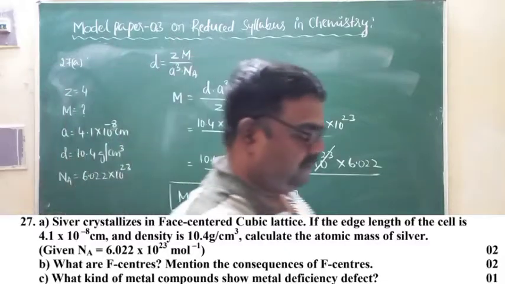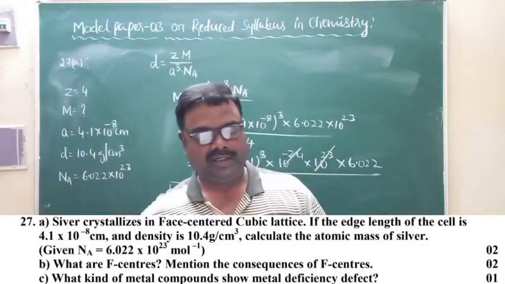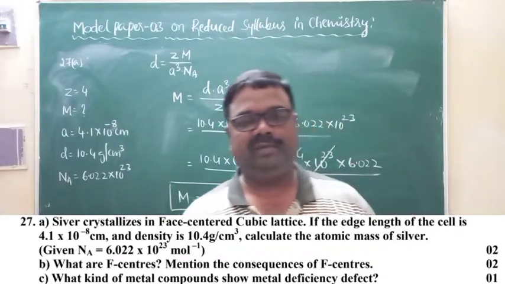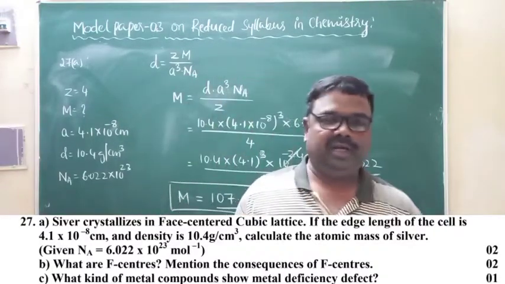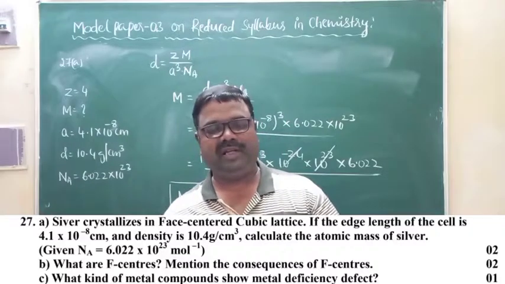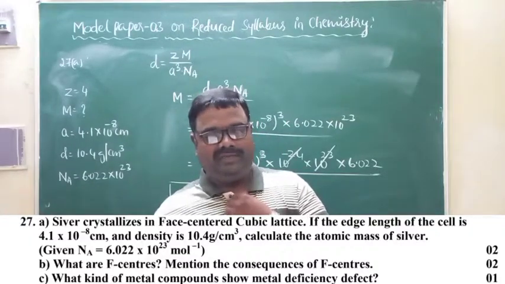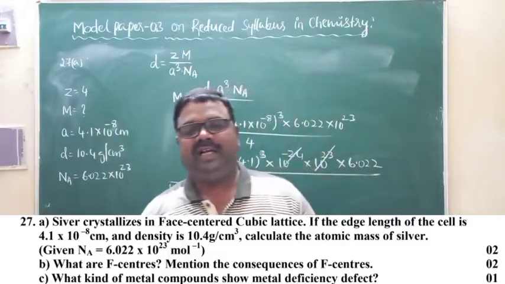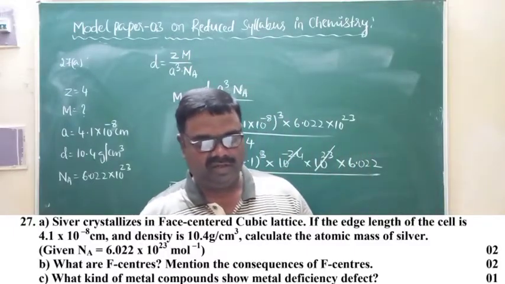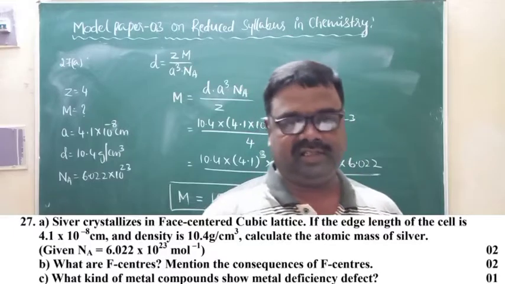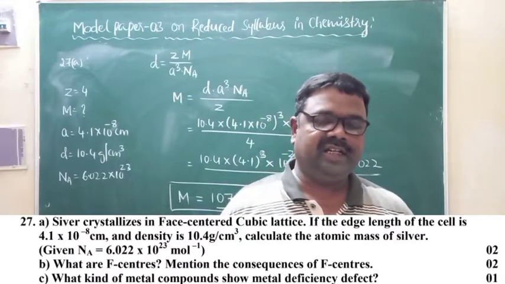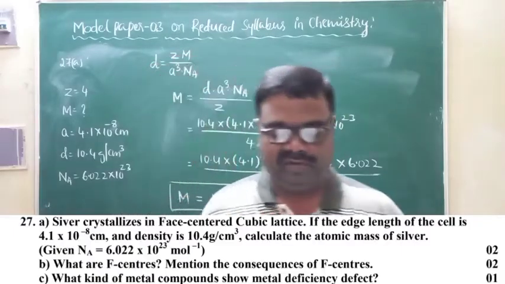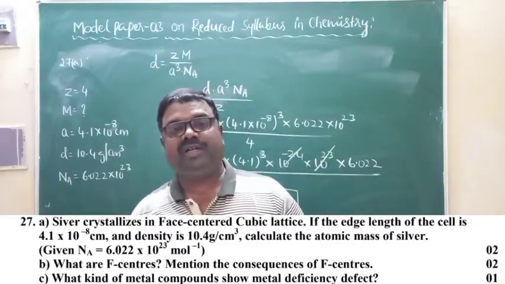Now let us see what are F centers, and what are the consequences of F centers. F centers are created due to the defects in crystals. They are the vacant sites containing unpaired electrons trapped in anionic vacancies. That is what we call F centers.